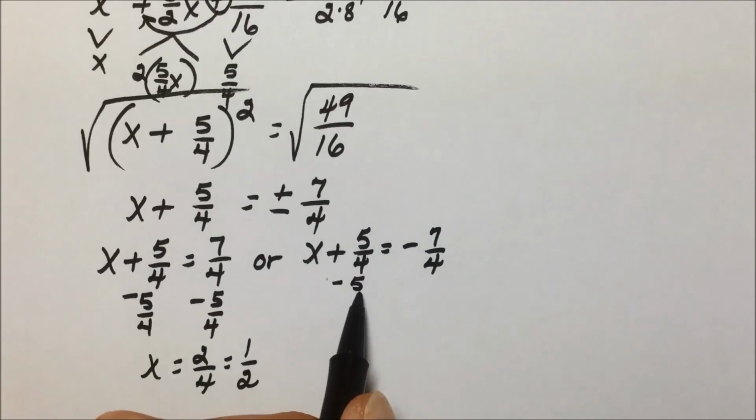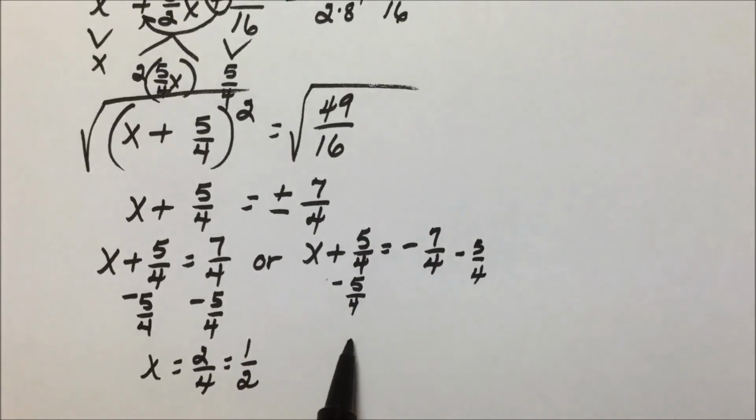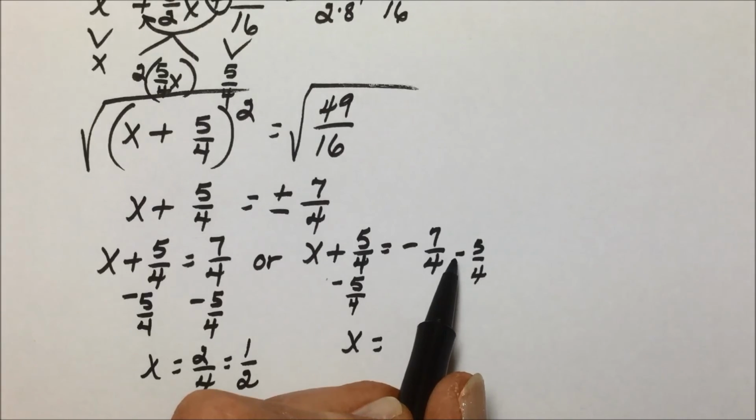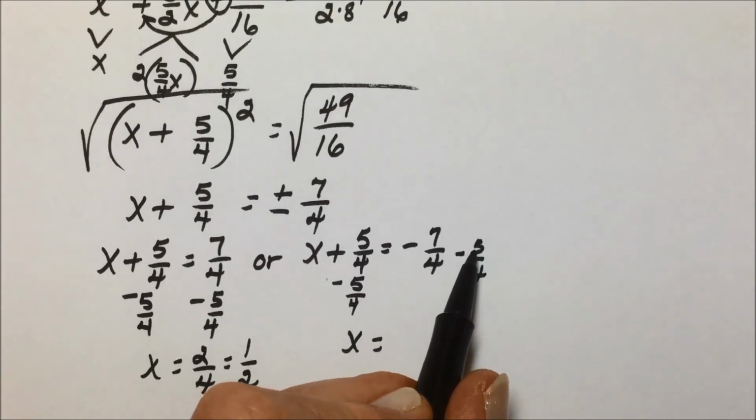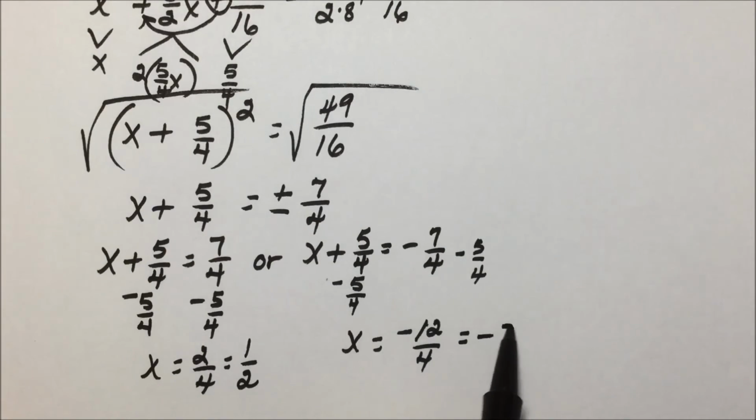Here, subtracting a 5/4 on our second solution. Again, we have a common denominator. Negative 7/4 minus 5/4, or plus a negative 5/4, leaves us with a negative 12/4, and simplifying gives us a solution of negative 3. So our solution to this quadratic equation is x is equal to 1/2 or negative 3.